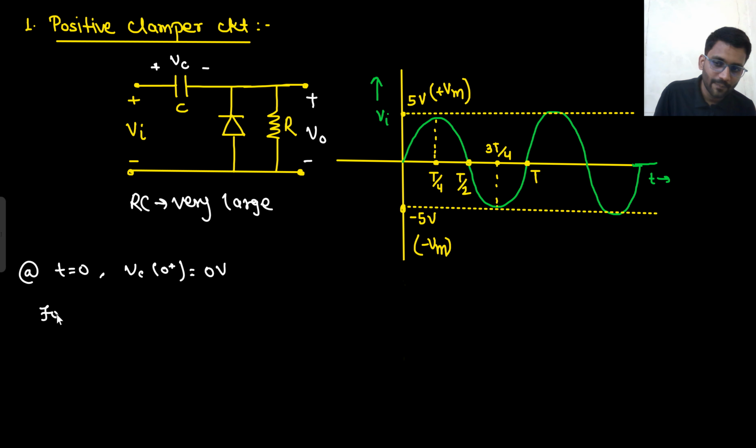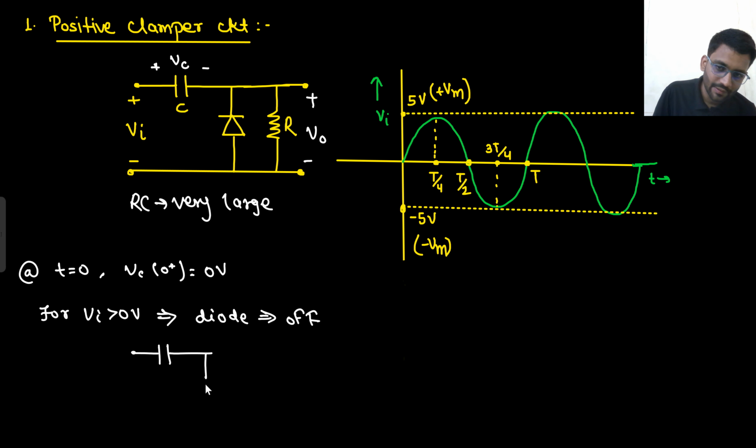So, for V in greater than 0 volt, what is happening? The diode is off. So, if the diode is off, what will be our circuit? This will be our circuit. This is VC and this is V in.